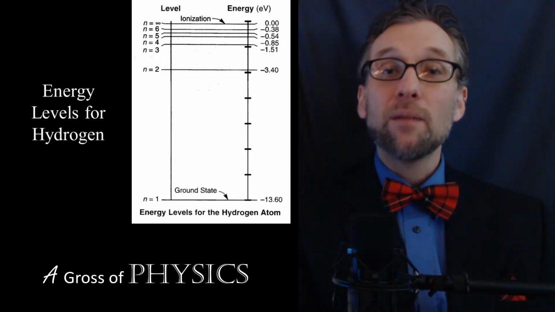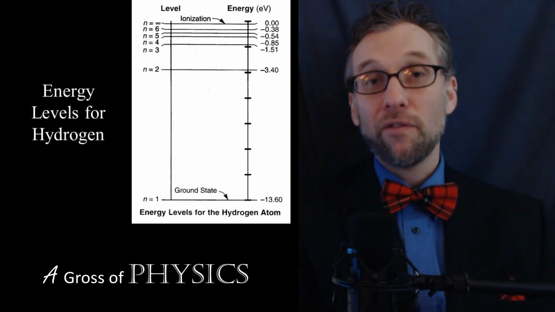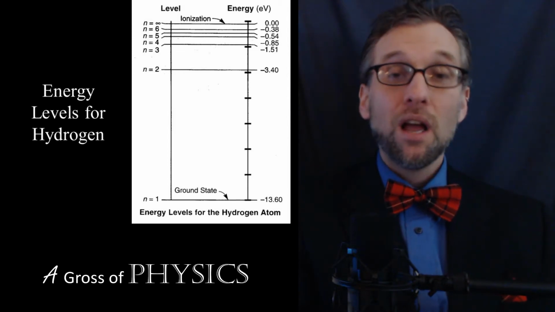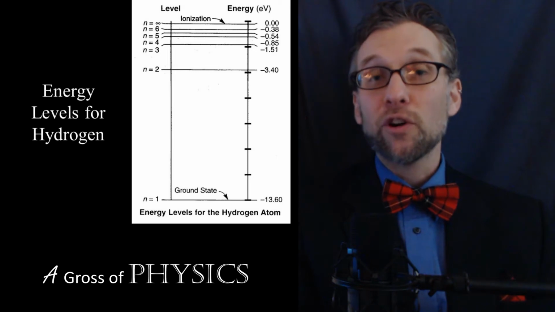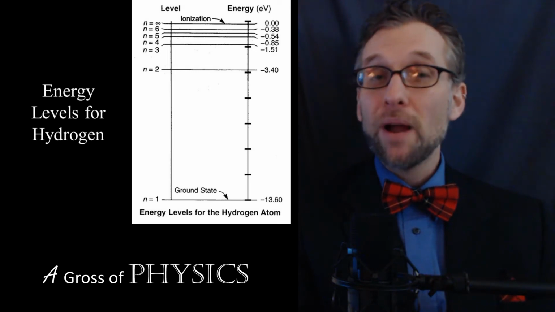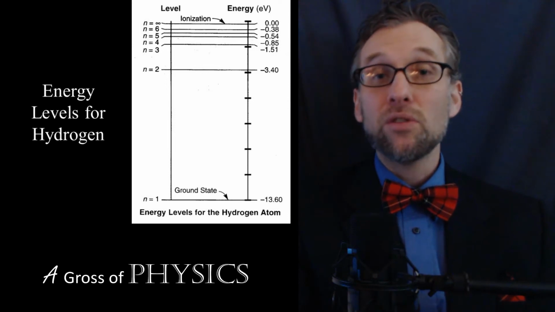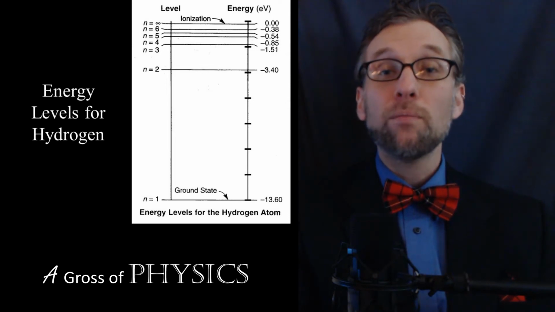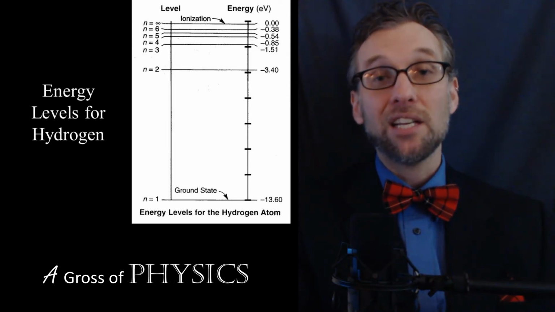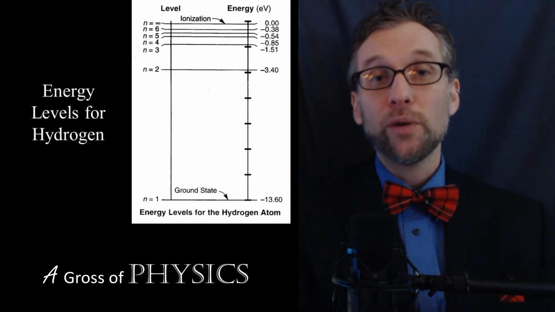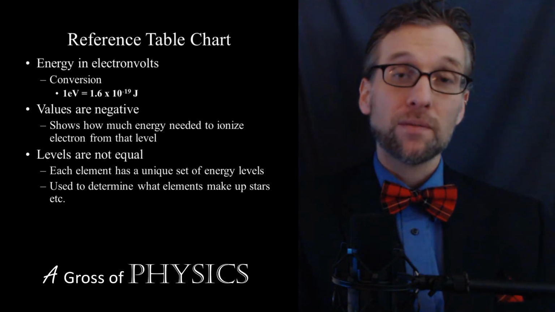Now, if we need to find the number of joules, for example, if we need to figure out the frequency of light that's released or absorbed, we are going to need to convert electron volts to joules. Remember, we have a conversion that allows us to do so. 1 electron volt is 1.6 times 10 to the negative 19 joules. So that will allow us to go back and forth between joules and electron volts.